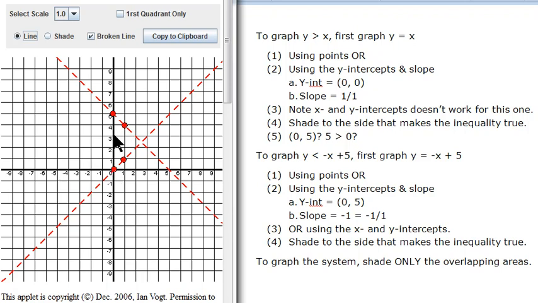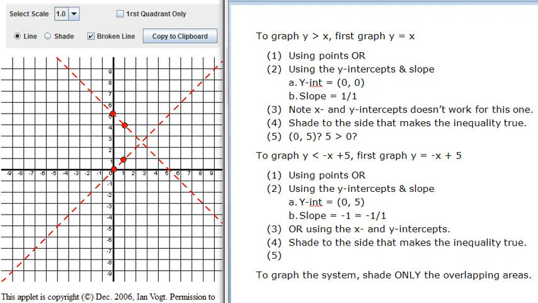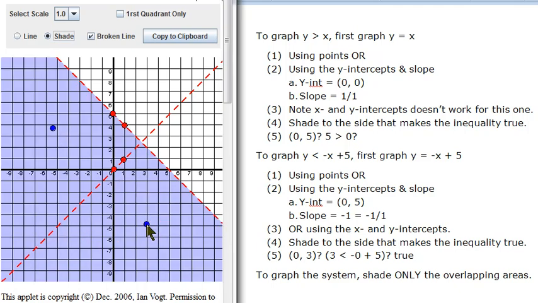Let's say I pick the point 0, 3. Well, 0, 3, if I put that in, y would be 3, then I'd have negative 0 plus 5. 3 is equal, or actually I want to have less than, right? So 3 is less than 0 plus 5. This is true. So this is the side of this line I would shade. So if I were just going to graph that inequality, it would look like this.